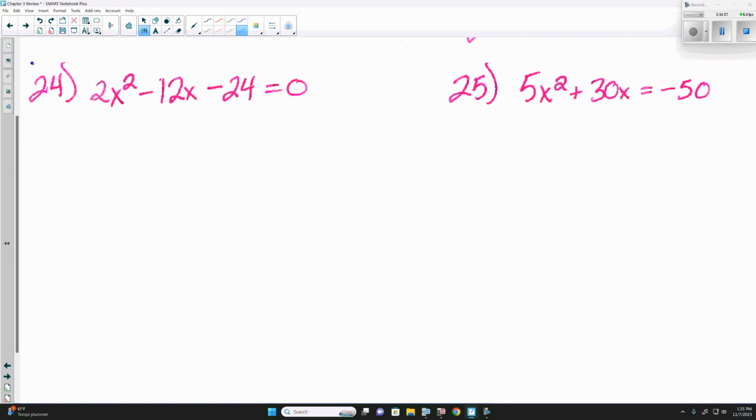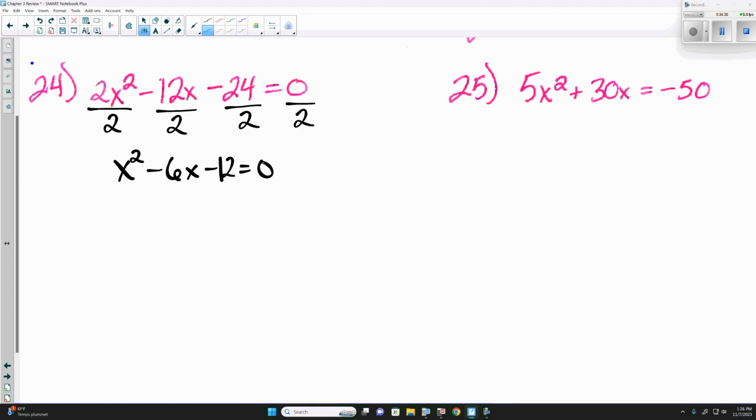Now, completing the square. First step, is a equal to 1? If not, make it so. So since a is 2, we divide everything by 2. So our 2x squared divided by 2 is x squared. Negative 12x divided by 2 is negative 6x. Negative 24 divided by 2 is negative 12.